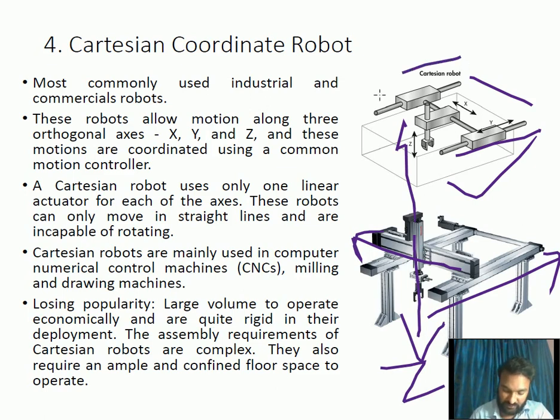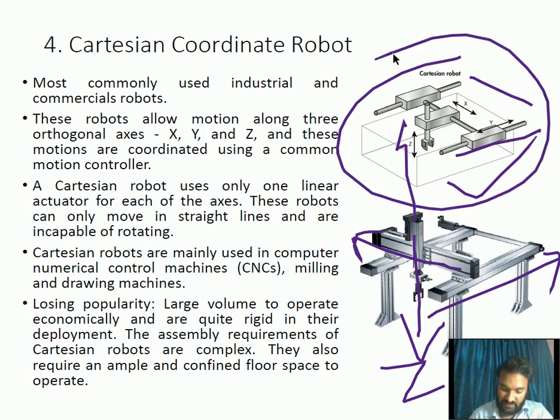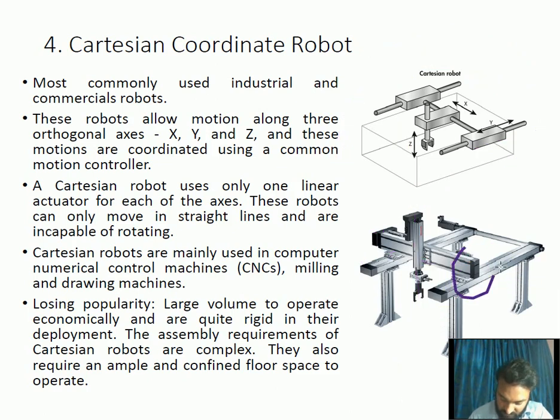This one utilizes only linear types of joints. So you can see linear and orthogonal types of joints are used. Here orthogonal joints, here orthogonal joints, again orthogonal joints, where the links are normal to each other, and here we can mount the tool or end effector.